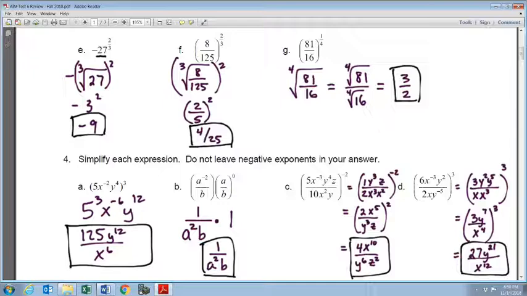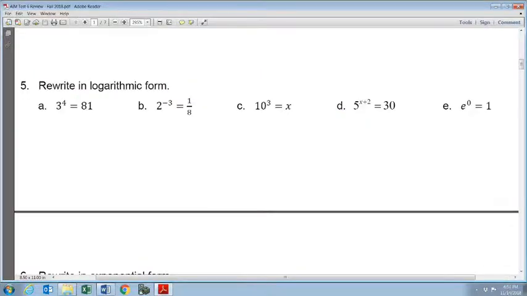Alright, let's move on to the next slide. Rewrite in logarithmic form. So one of the things we've talked about is how important it is for you to be able to go back and forth between exponential form and logarithmic form. So in these problems, they're all in exponential form. And I'm going to go ahead and write the first one up above. You've got to know your 3 parts. The 3 is your base, the 4 is your exponent, and the 81 I've been calling the answer. So those are our 3 parts.